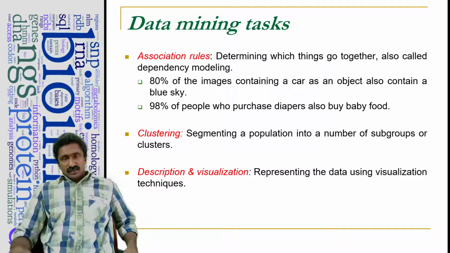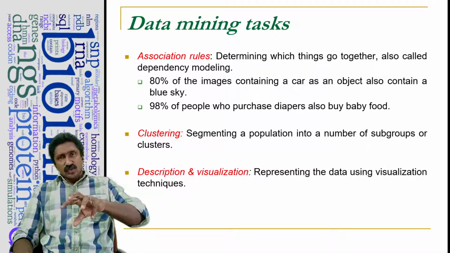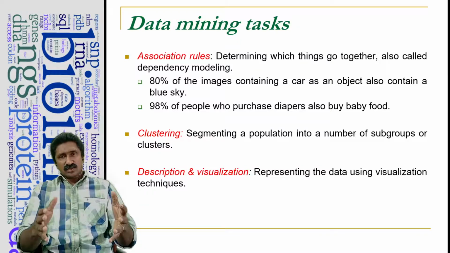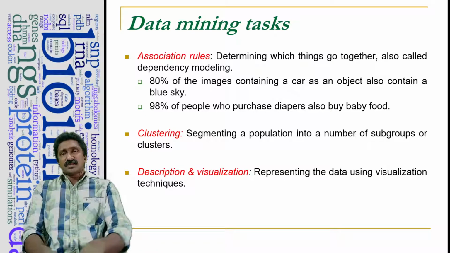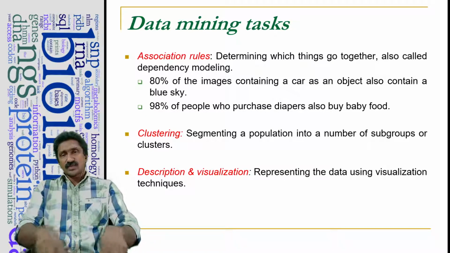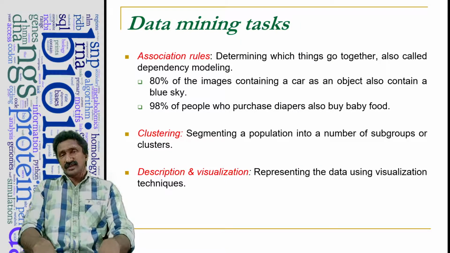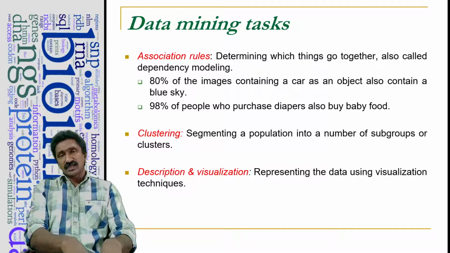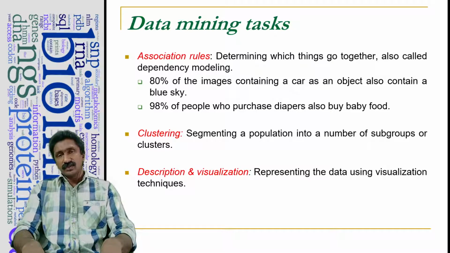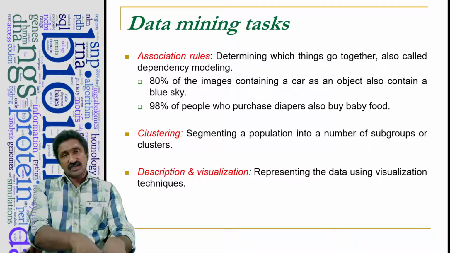There is another one, that is association rules, for example, determining which things go together, also called dependency modeling. For example, 80% of the images containing a car as an object also contain blue sky. So that's an association between blue sky and images containing a car. Also, 98% of the people who purchase diapers also buy baby food. So there's a connection or dependency between baby food purchase and diaper purchase.